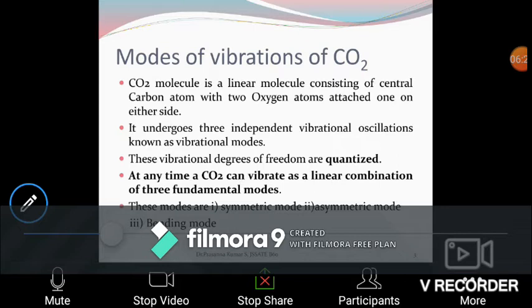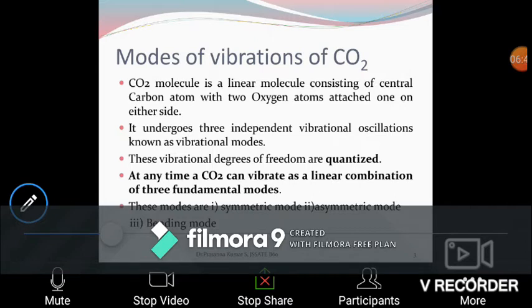It's a linear combination of all the three vibrations. When a carbon dioxide molecule is vibrating, it is vibrating in all the three modes. It is a linear combination of all the three modes. And these vibrations, I told you, occur at certain frequencies.